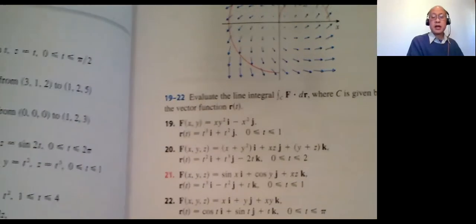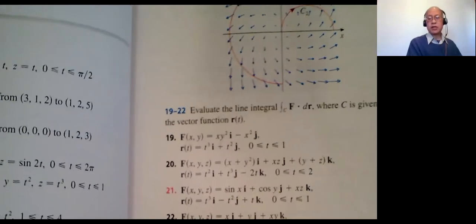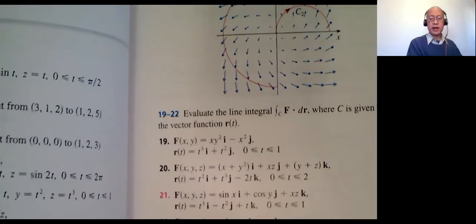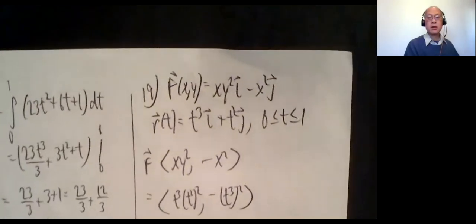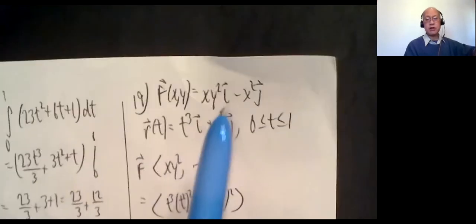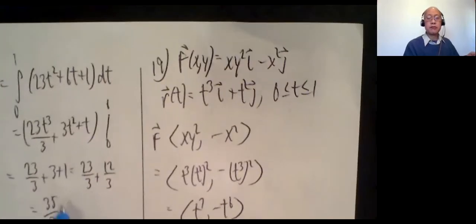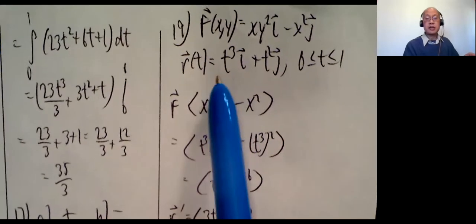Okay, so 19, two-dimensional. F of x, y is xy squared i minus x squared j. And r, remember r is a position vector. t cubed i plus t squared j, t going from 0 to 1. Okay, so F, as you know, I prefer the angle brackets, so I don't have to write i and j that much. I just write it, quote unquote, occasionally. So I write F as ⟨xy squared, negative x squared⟩. It's the same as i and j. And r is ⟨t cubed, t squared⟩.